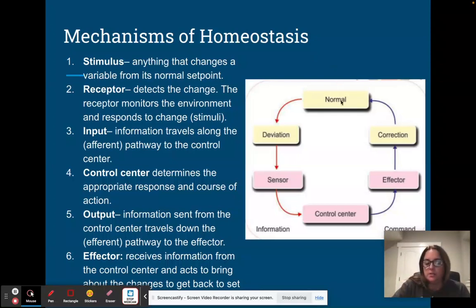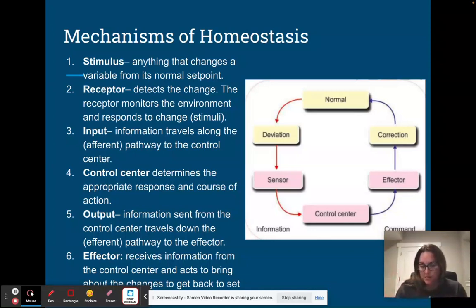So again, if we look at this little flowchart over here, we've got a normal set point, and then there's some deviation picked up by a sensor that's sent to the control center. The information that comes from the control center impacts an effector, and that causes a correction and gets us back to normal. So here's an example of something that you might have experienced before.